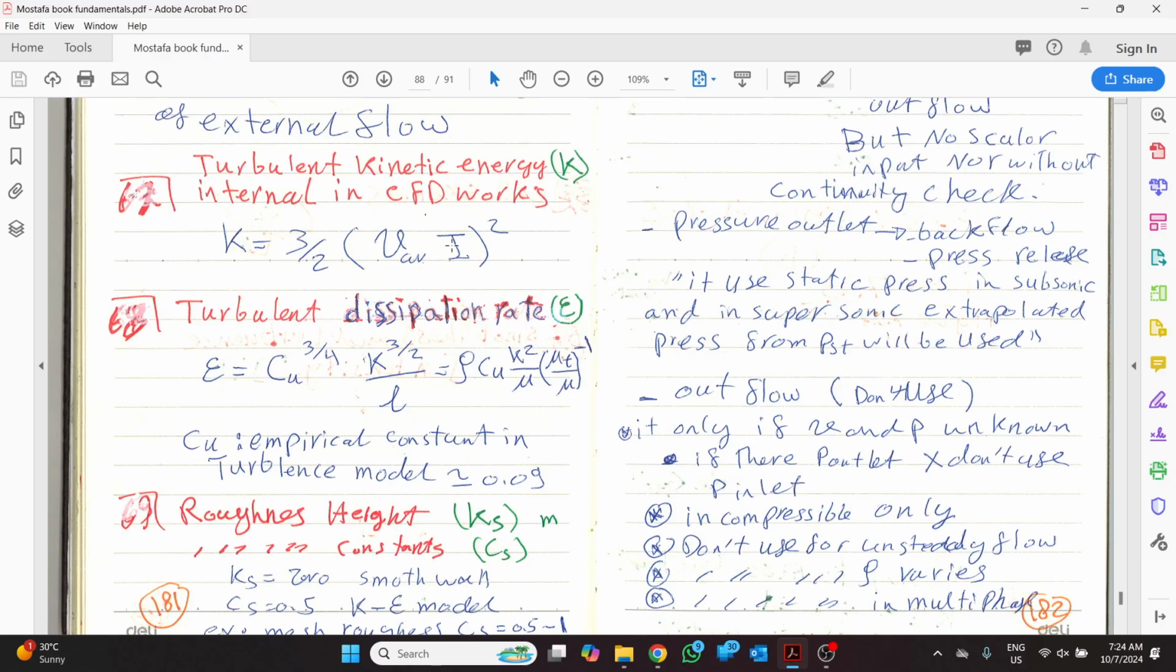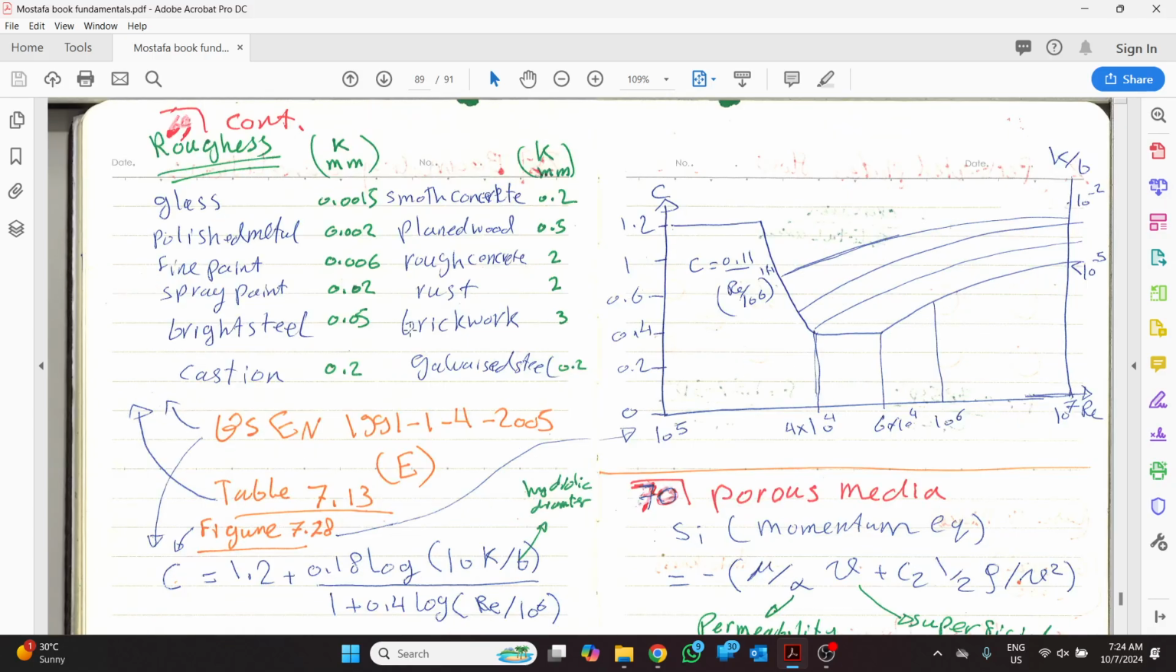Don't mix it up with this K, it's not this K. Over B, where B is the hydraulic diameter, for example if you are in pipes and so on. You will get K over B, then you check there, it is 0.4, 0.5, etc.